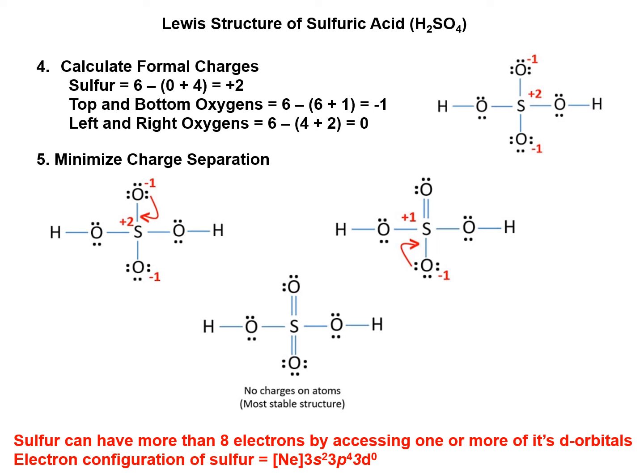But you will notice that the sulfur now has more than 8 electrons, violating the octet rule. The reason for this is sulfur can have more than 8 electrons by accessing one or more of its d orbitals. Recall the electron configuration of sulfur's neon bracket 3s2, 3p4, 3d0. Basically, the electrons can jump into those d orbitals.